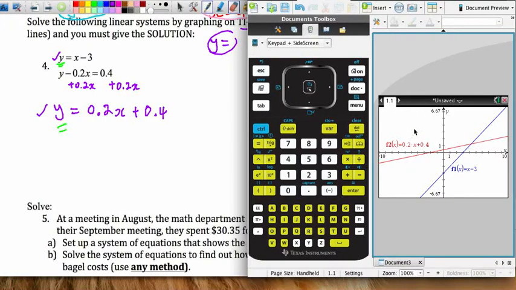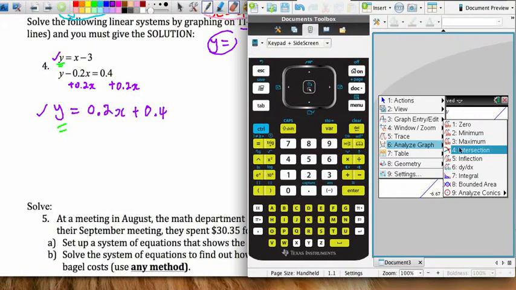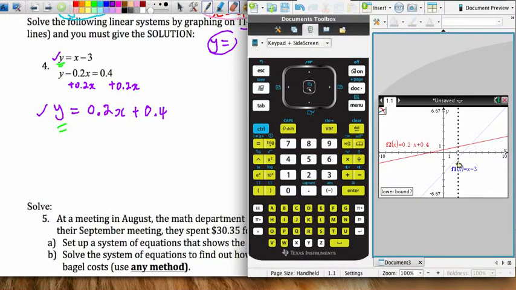So I'll remind you how to get those if you want the calculator to do that for you. What I'm going to do is go to Menu, Analyze Graph. What I'm interested in is the intersection. Pick a point to the left of the intersection, enter, pick a point to the right, hit enter, and the calculator will find you the point of intersection, which is the solution of the system.